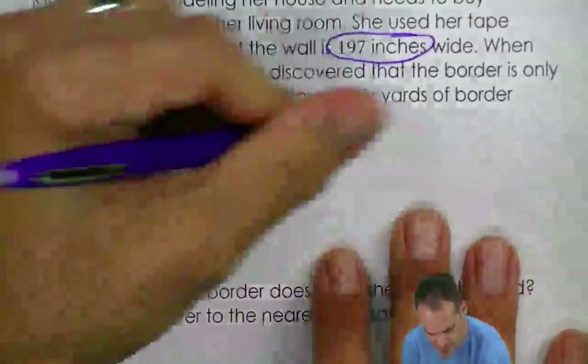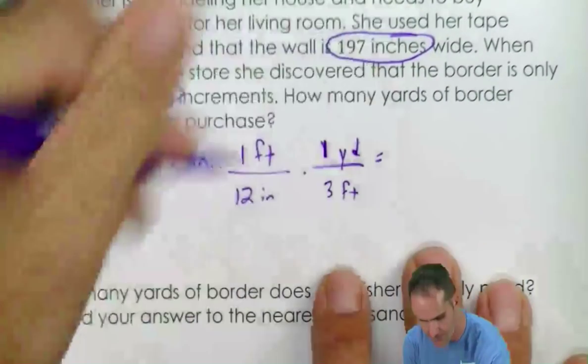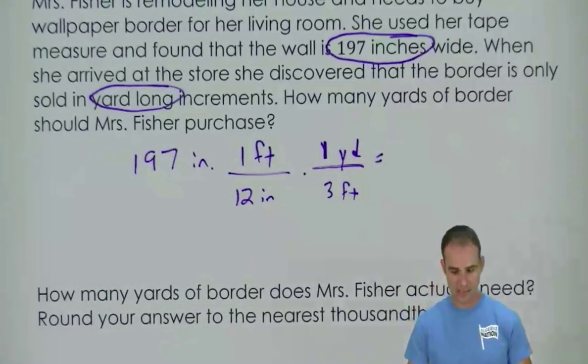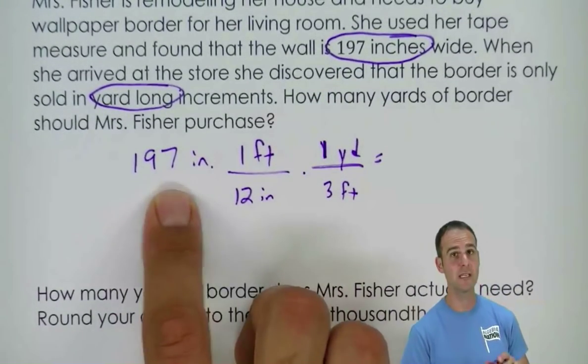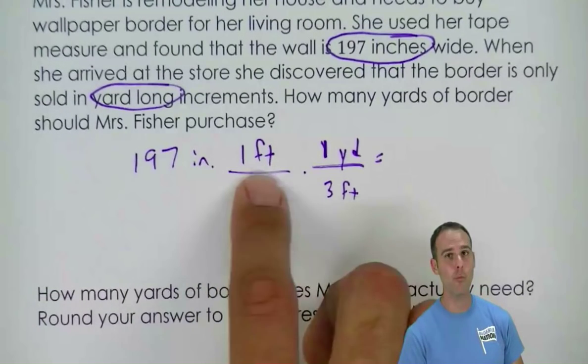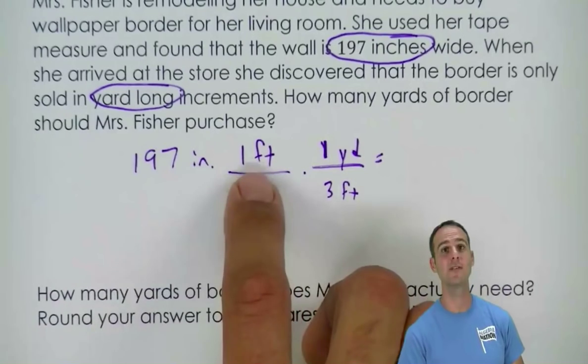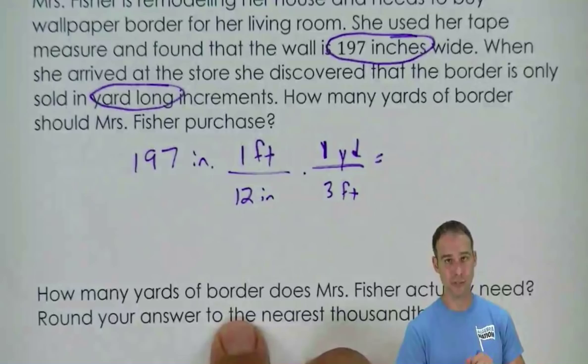So for every 3 feet, we're going to get 1 yard. Now notice how I set this up. I started with my units of 197 inches. Now I want to convert inches to feet. So notice I put 12 inches on the denominator and 1 foot in the numerator because 1 foot is equivalent to 12 inches. This is equivalent to a unit conversion.